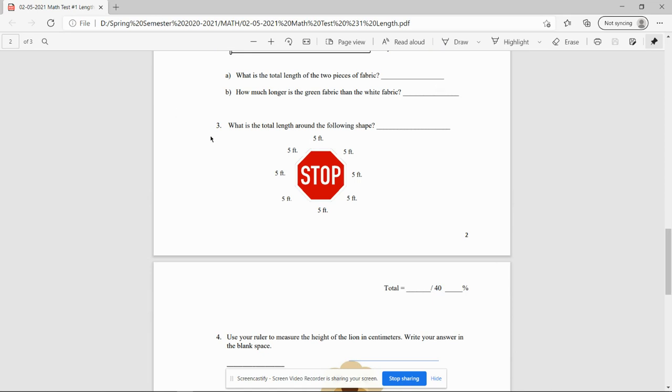Then for number 3, it says, what is the total length around the following shape? So you have a stop sign, right? You have the measurements for each side of the stop sign. So what is the total length around the following shape? And then you're going to write your answer here in the blank space.